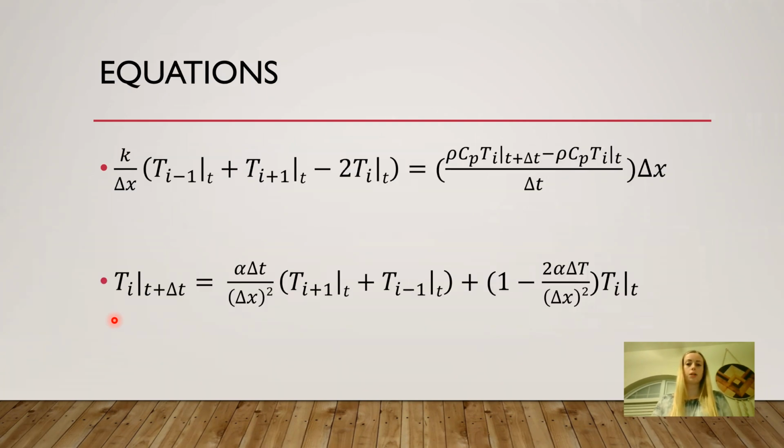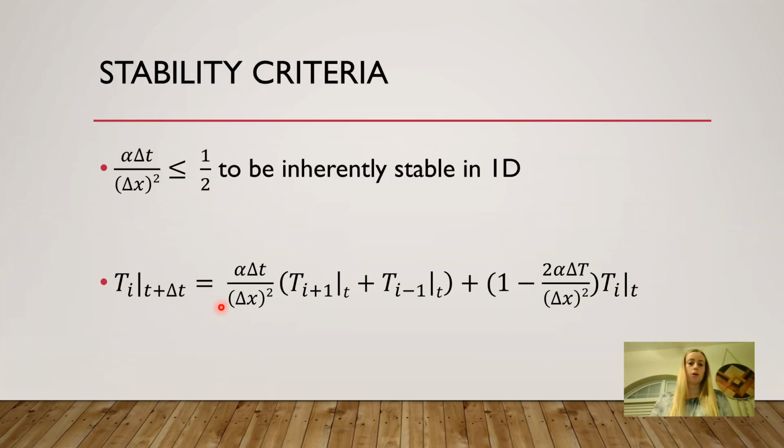These are the equations we're going to use for one-dimensional heat transfer. We're going to rearrange this first equation to solve for the temperature. We are also going to use a stability criteria. For it to be inherently stable in one dimension, the criteria needs to be less than or equal to 1/2. For the sake of ease of this equation, we are going to assume that our stability is 1/2.